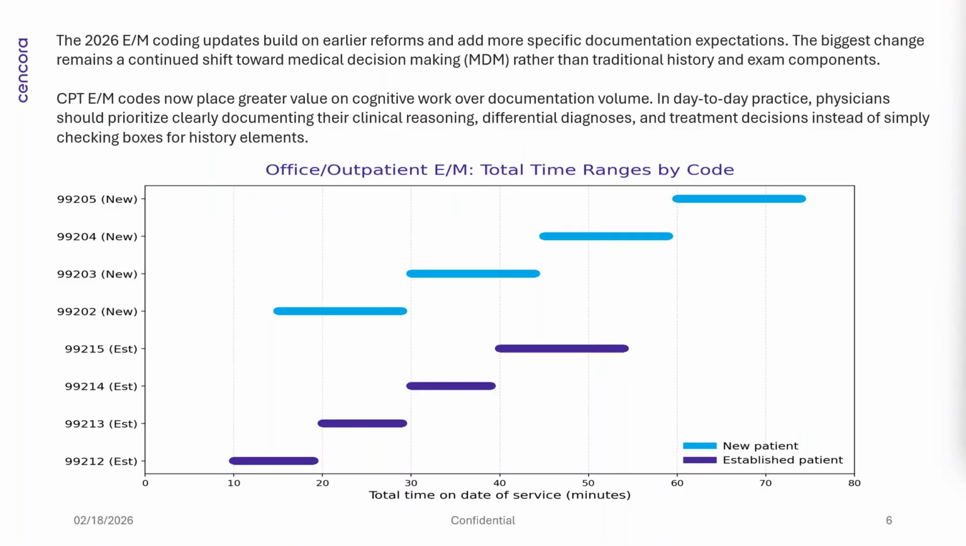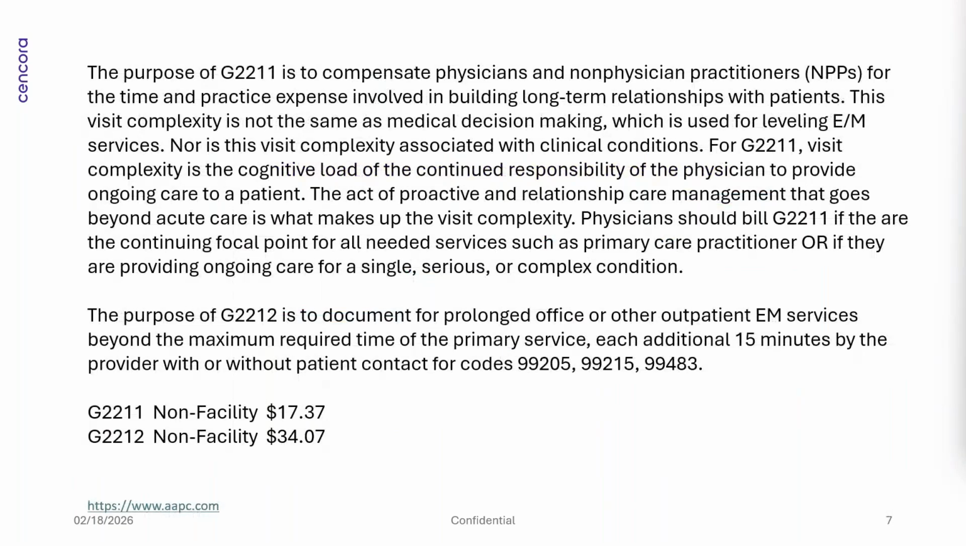And then don't forget about the add-on codes of G2211 and G2212. G2211 is for visit complexity that's associated with clinical conditions, and it can be added to any level visit. So you might be having an established patient visit that's a level 4 or even a level 3. You can still add that G2211 because the purpose is to compensate providers for that ongoing, active, proactive, and relationship care management that just goes beyond that first acute care appointment.